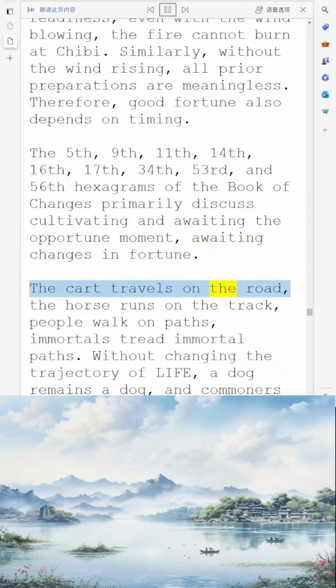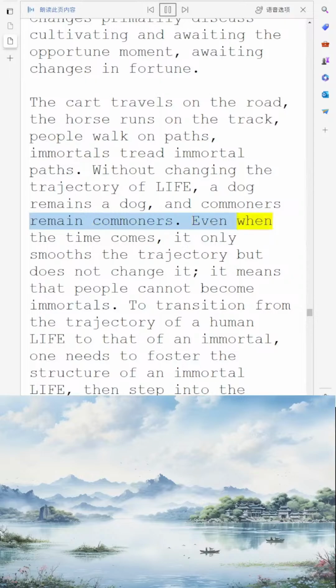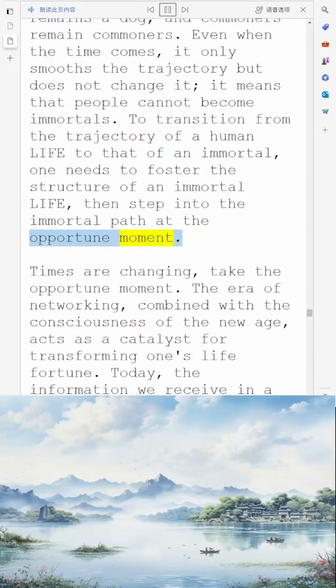The cart travels on the road. The horse runs on the track. People walk on paths. Immortals tread immortal paths. Without changing the trajectory of life, a dog remains a dog, and commoners remain commoners. Even when the time comes, it only smooths the trajectory but does not change it. It means that people cannot become immortals. To transition from the trajectory of a human life to that of an immortal, one needs to foster the structure of an immortal life, then step into the immortal path at the opportune moment.